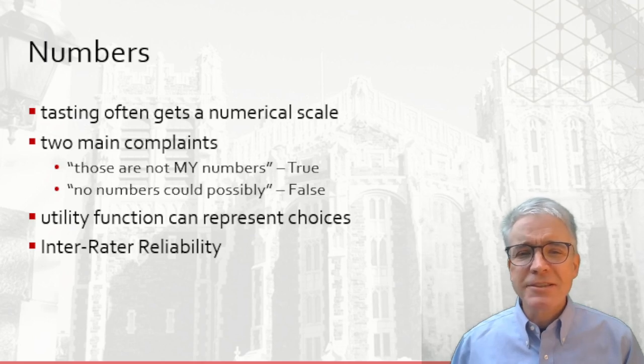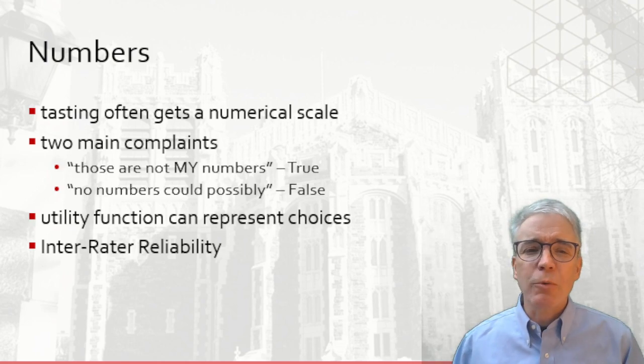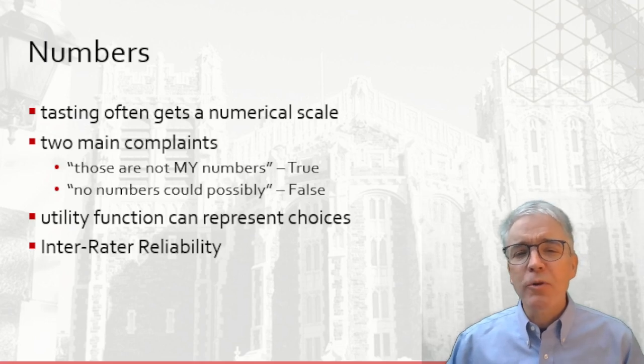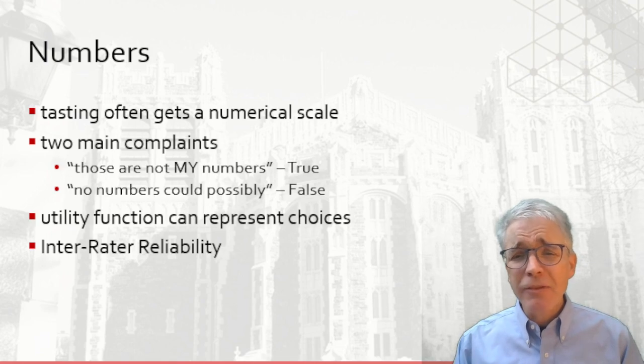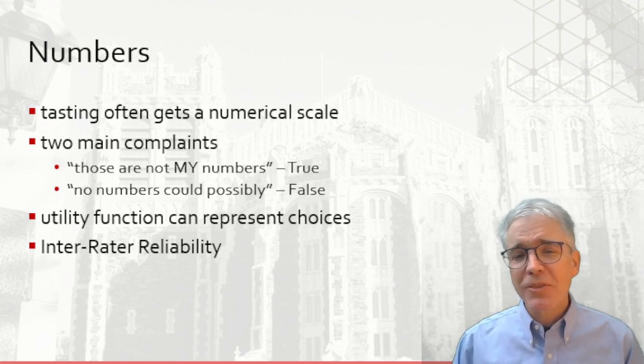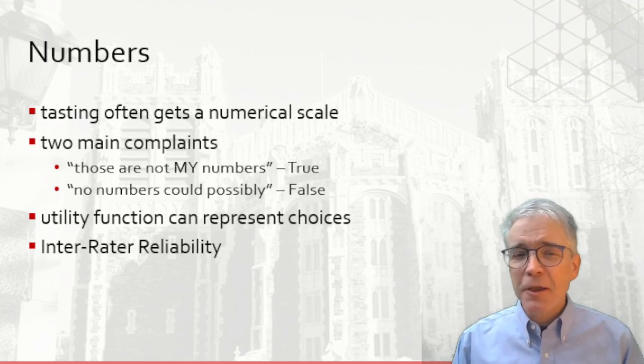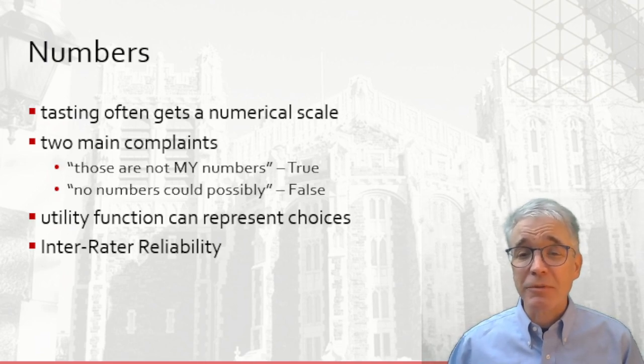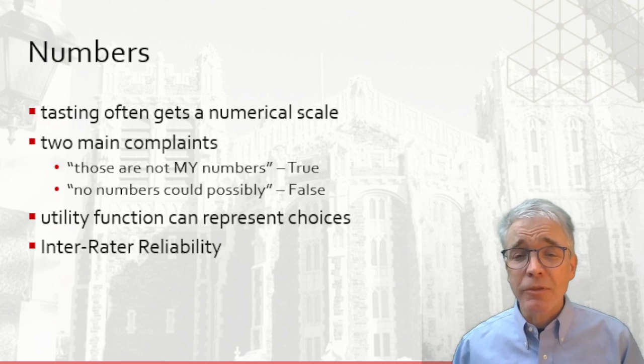But let's distinguish two separate complaints. You could say these numbers don't reflect my choices, or you could say no numbers could possibly represent my choices. Now, the first might well be true, but the second is generally false. We can prove mathematically with some very reasonable assumptions about choices that a person's tastes can be simplified down to just a number. It's known as utility representation, and economics has a number of theorems about it.